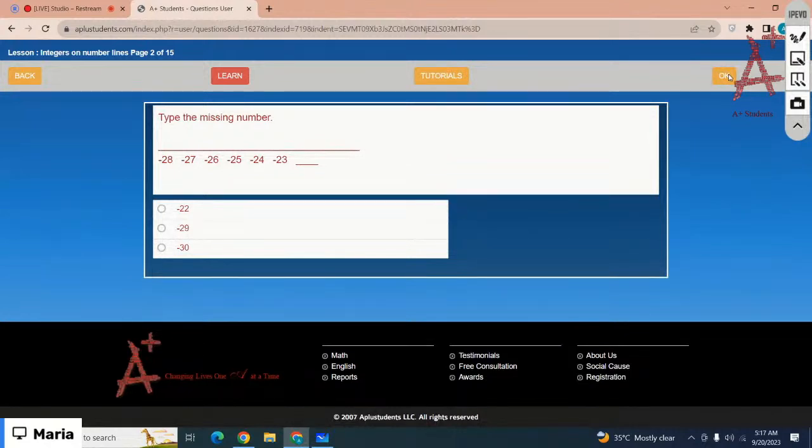Okay, type the missing number. So which number is missing? Which is the next number right after negative 23? The numbers are decreasing, right? I'm waiting for the answers from your side. Negative 22, right? Because the numbers are decreasing, the next number would be negative 22.